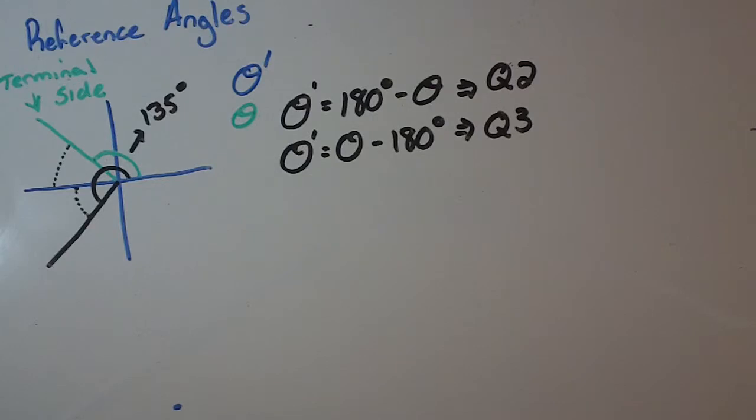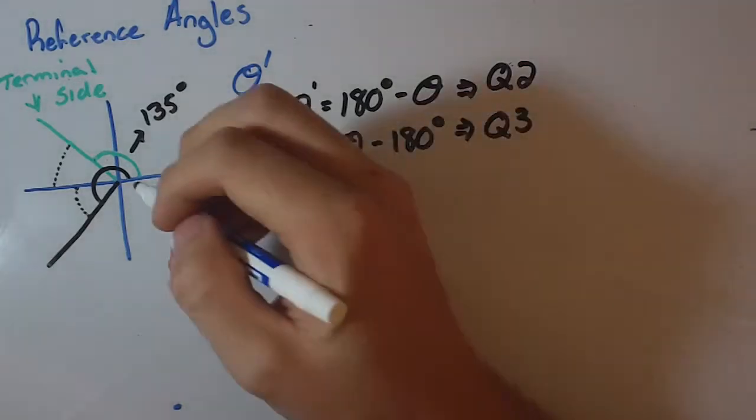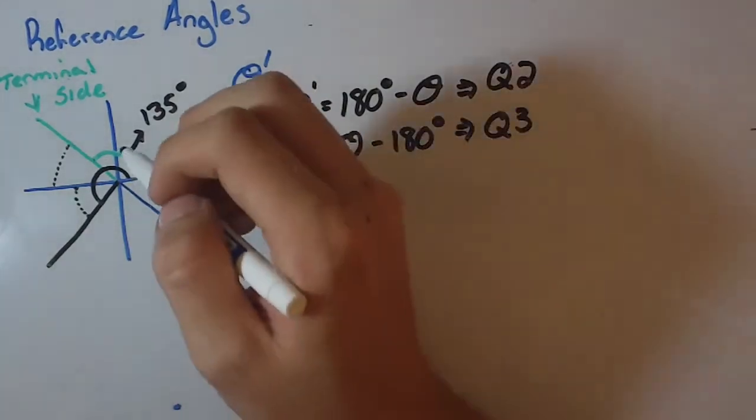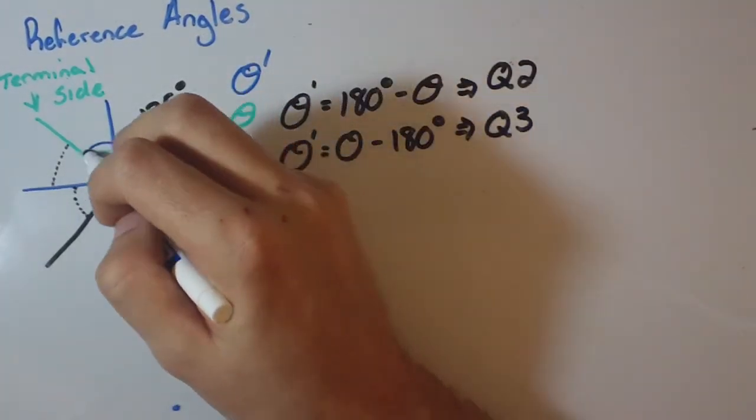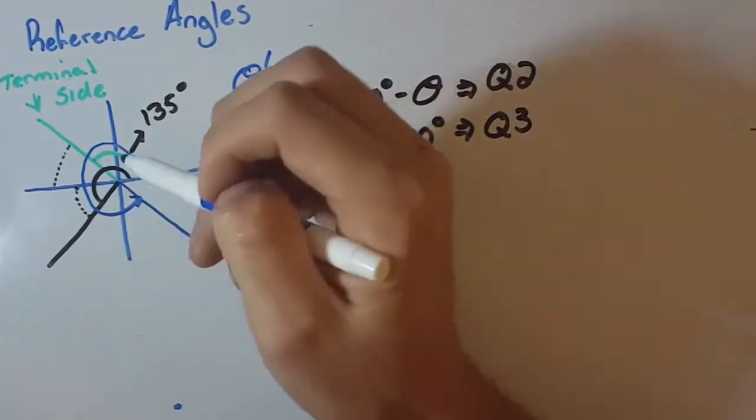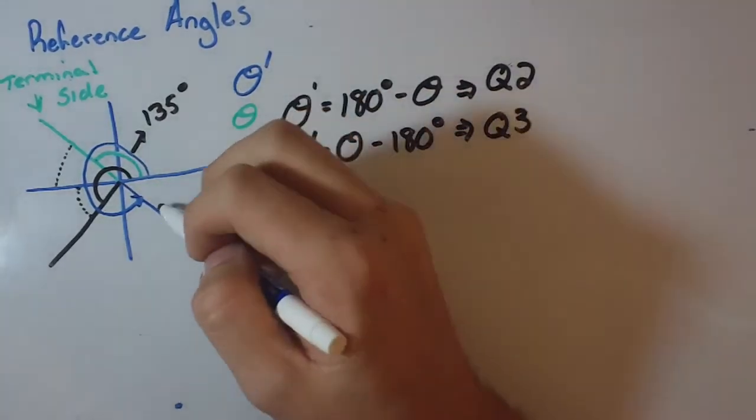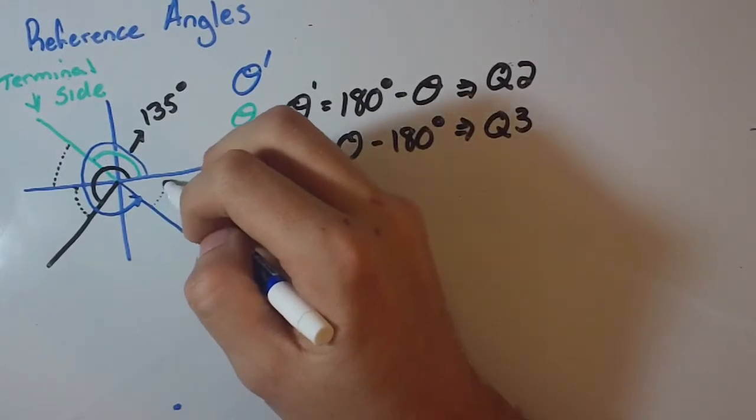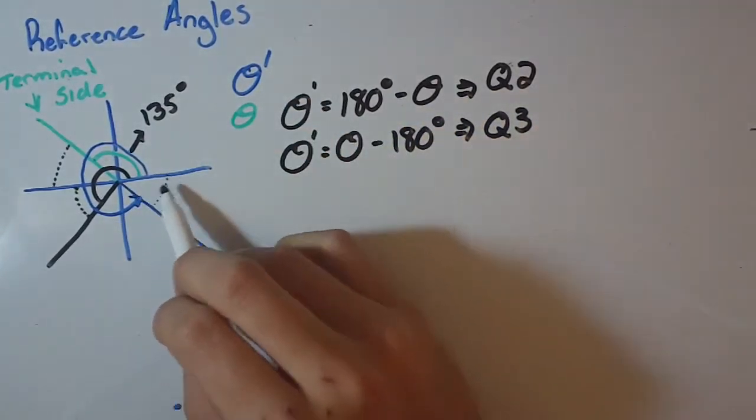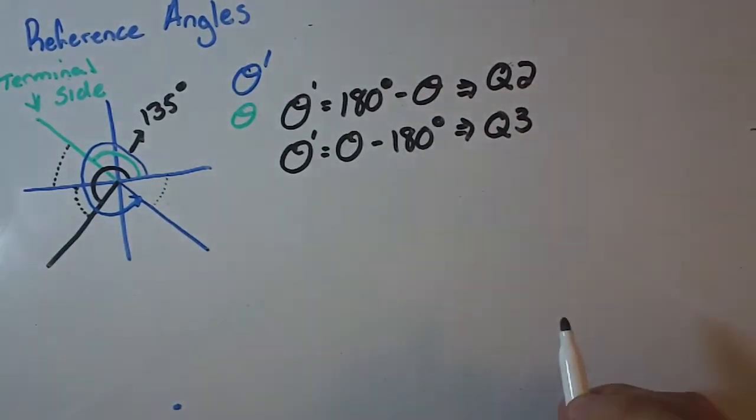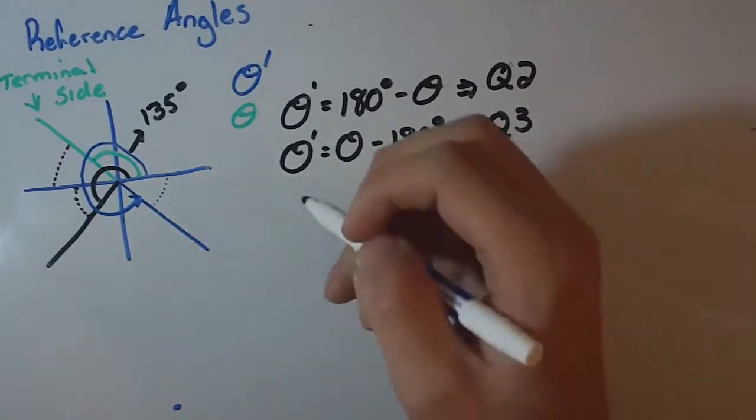Now, quadrant number 4, this one down here, let's say there's an angle there. Again, it's obtuse, so it goes all the way around here. It's greater than 90 degrees from standard position. We want to find the angle between the terminal side here and the x-axis. So this acute angle is our reference angle.